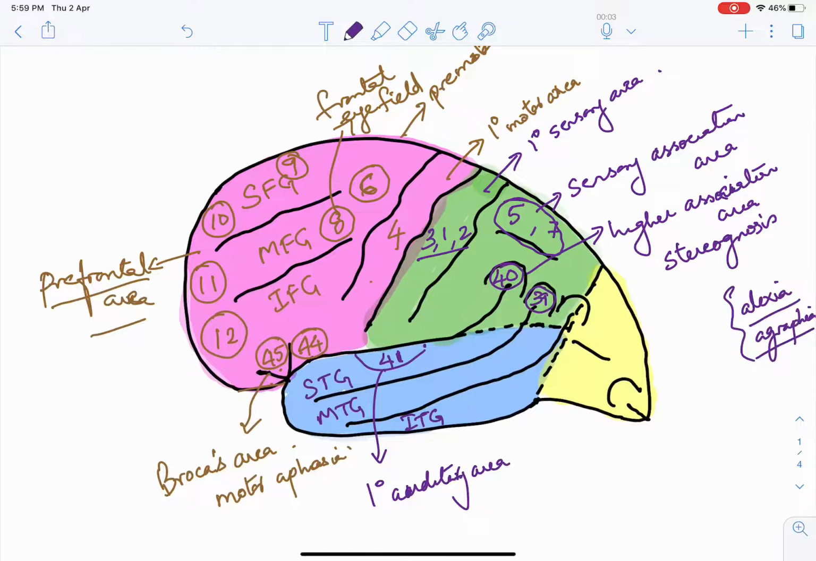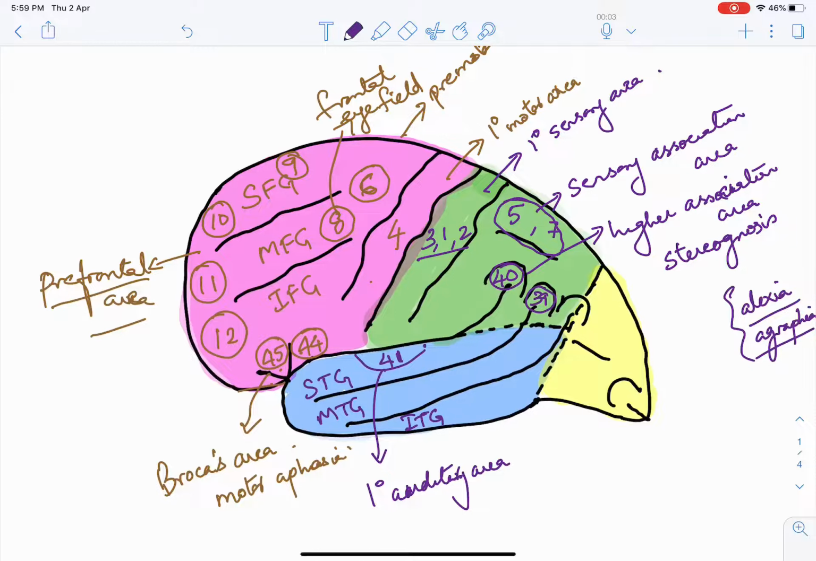So what is the function of the primary auditory area? The primary auditory area receives the input from the medial geniculate body through the auditory radiation. So in the auditory pathway, we have the medial geniculate body. From the medial geniculate body, the input is received through the auditory radiation, and it helps in the sense of hearing. It also helps in detecting the direction from which the sound has originated. So the source of the sound is identified with the help of the primary auditory area. That is area number 41.